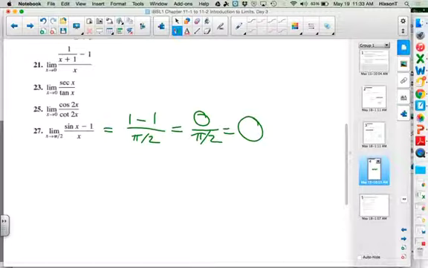Tangent of 0 is sine over cosine, which equals 0. Here, cotangent of 0 is undefined. Alright, so those are indeterminate forms. Here, though, you just plug it in and figure out what it is, and it comes out to the limit approaching 0. Okay?